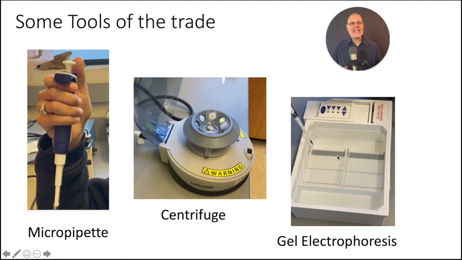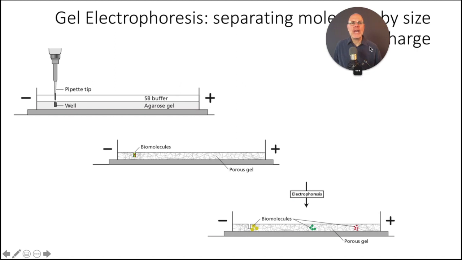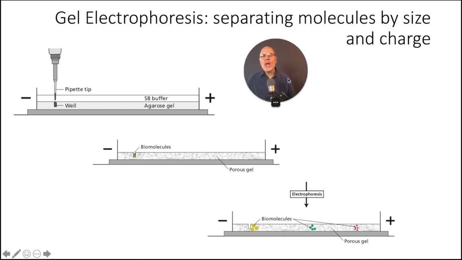And this is an electrophoresis chamber. That's by far the most technical, and biologically speaking, in terms of AP biology and our learning goals, by far the most important part. So let's talk about electrophoresis and how it works. Electrophoresis means pushing with electricity. It is a technique that allows us to separate molecules by size and charge.